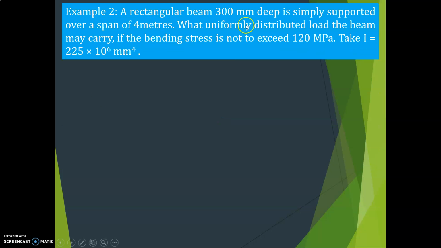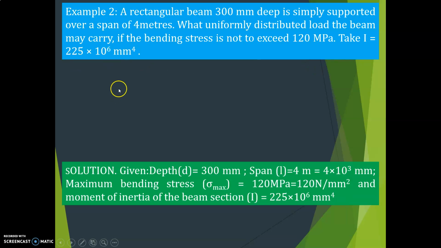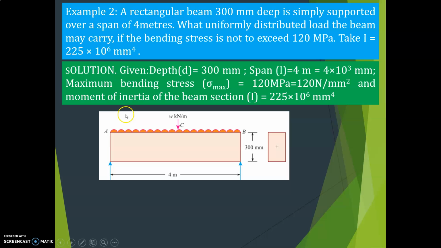A rectangular beam 300 mm deep is simply supported over a span of 4 meters. What uniformly distributed load may the beam carry if the bending stress is not to exceed 120 MPa? Take I is equal to 225 into 10 raised to 6 mm4. Here I is given and you have to calculate this load W. This is uniformly distributed load. This is a simply supported beam. It is subjected to UDL over the full span, and the depth is given as 300 mm, and span is equal to 4 meter.